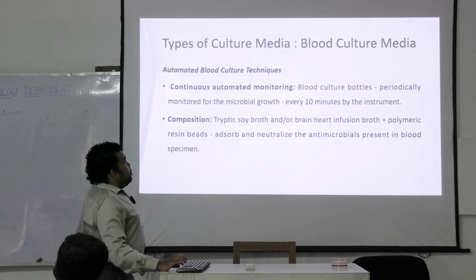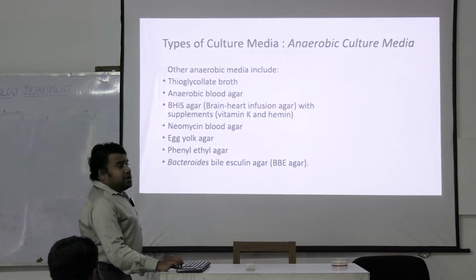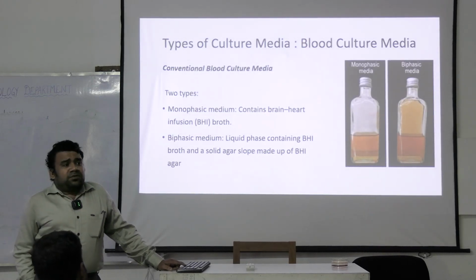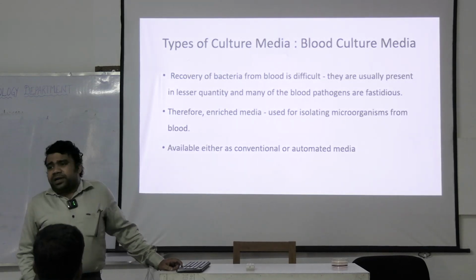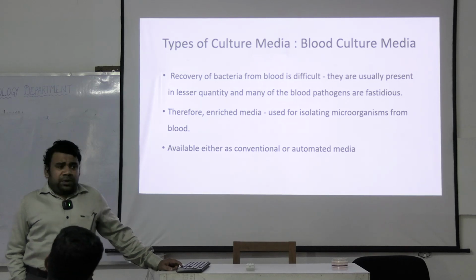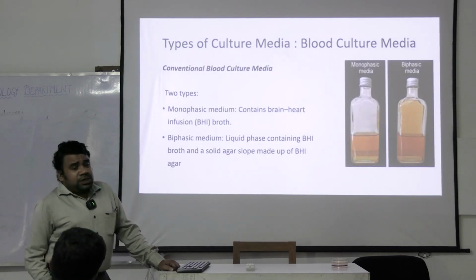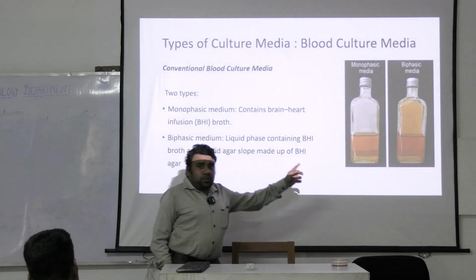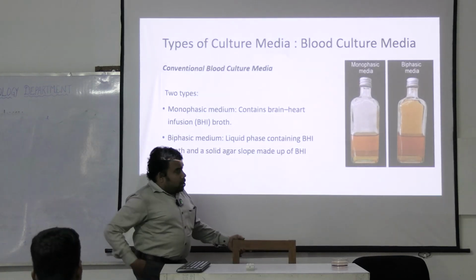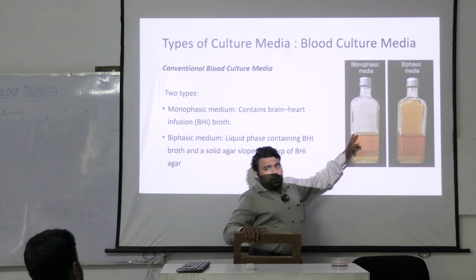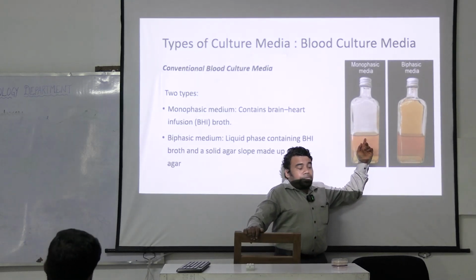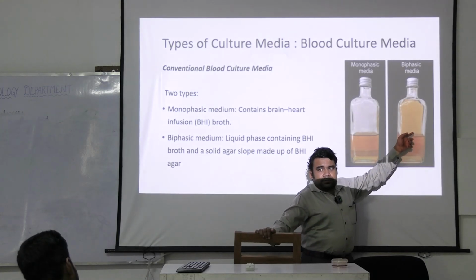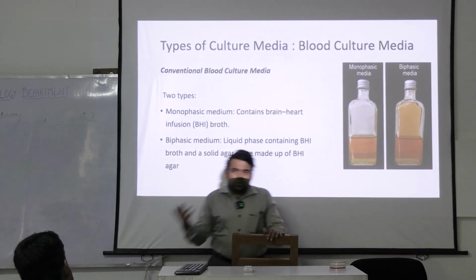Okay, now coming to blood culture. Last class I had discussed the way we take the blood for culture. Now we can do it in two ways, either conventional way or in an automated way. In the conventional way we can use a blood culture bottle which may have media either monophasic or biphasic. Now look at this picture. In this bottle there is a broth, whereas in this bottle there is a broth along with an agar slant. We can use either of them.